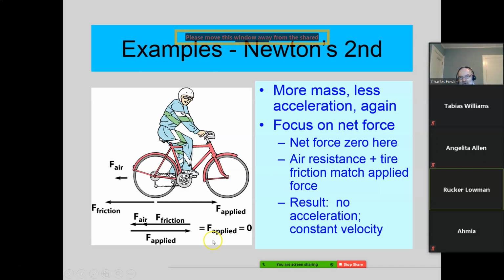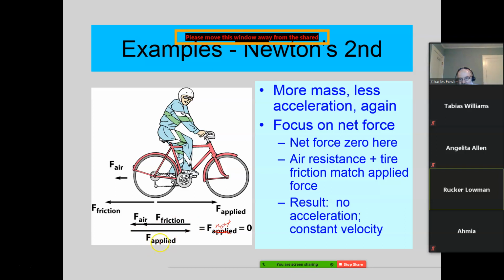This is wrong here. This word here should be net force. This is applied force down here. This should be net force here, okay? I'm sorry, I think I've taught this, I don't know how many times, the first time I've noticed that. This is net force, not applied force.